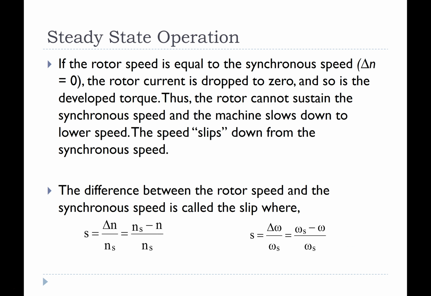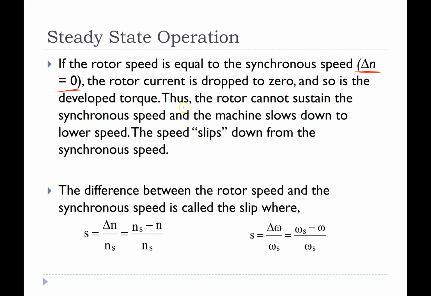So if the rotor speed was equal to the synchronous speed, then the speed difference, delta n, the relative motion between the rotor and stator fields, would be 0. And since the relative motion would be 0, the EMF induced would be 0, and then the rotor current would go to 0. If the rotor current goes to 0, there is no current in the conductor in the magnetic field, so there will be no force, which means no torque.